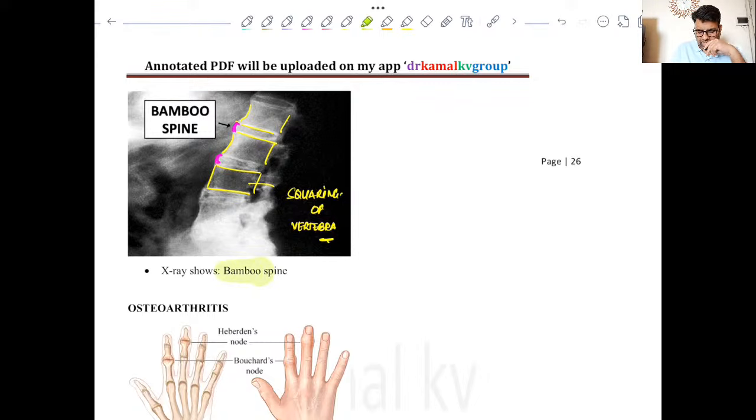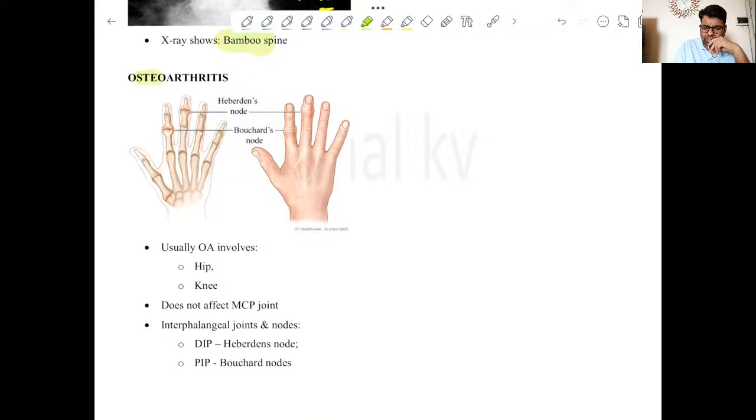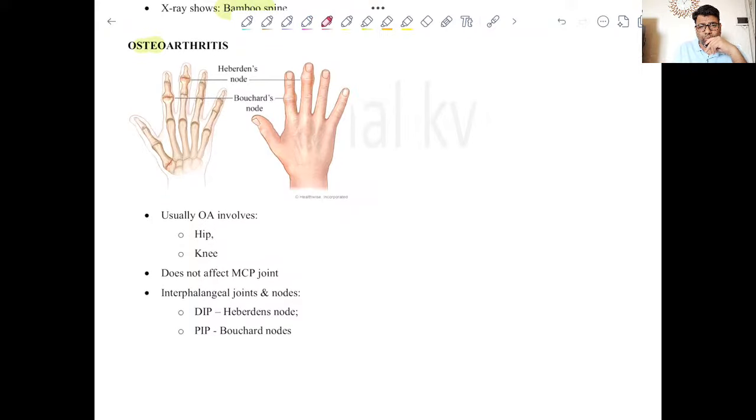This is ankylosing spondylitis. Then moving forward to osteoarthritis, which is a degenerative condition where the articular cartilage is destroyed. In contrast to rheumatoid arthritis, which affects the smaller joints, osteoarthritis affects the bigger joints like hip and knee. Hip is most commonly involved in Western population, but knee is affected commonly in Indian population. Now it does not affect MCP joint, which is characteristically affected in rheumatoid arthritis. So in rheumatoid arthritis, MCP is the most common joint.